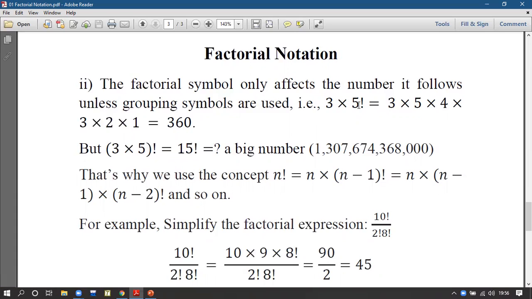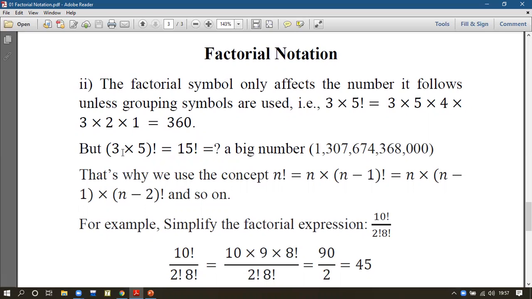The value of 3 into 5 factorial is equal to 3 into 5 into 4 into 3 into 2 into 1, since the value of factorial 5 is 5 into 4 into 3 into 2 into 1. When we multiply all these numbers we get 360.